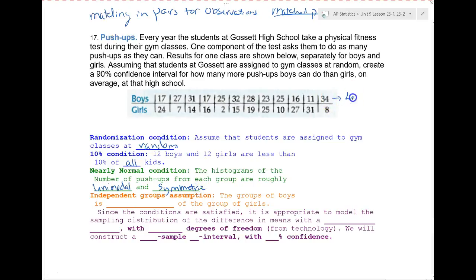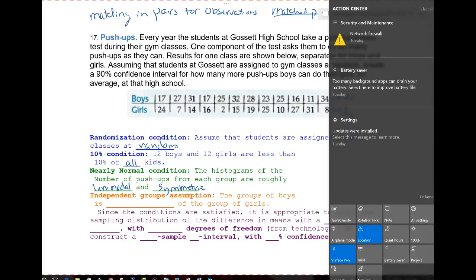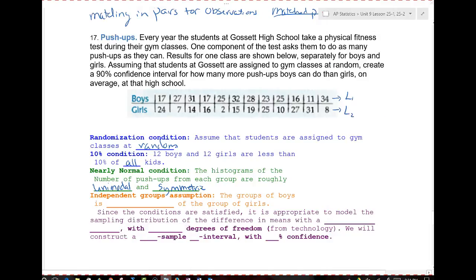Remember, you put the boys in list 1, and you put the girls in list 2. And then you would go into your calculator. Oh, I don't have my calculator right here in front of me. Where is my calculator? All right, grabbing it, even though that doesn't help you as much, but let me pull up tablet mode here for just a moment.